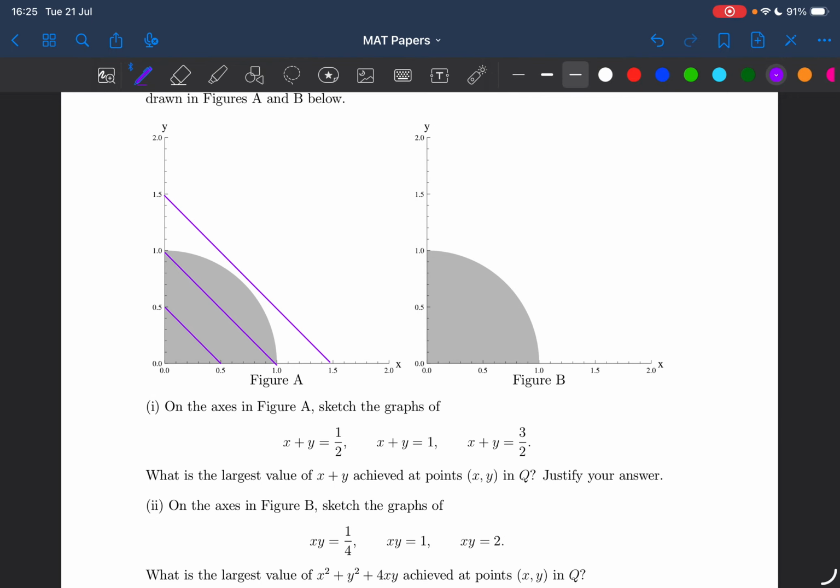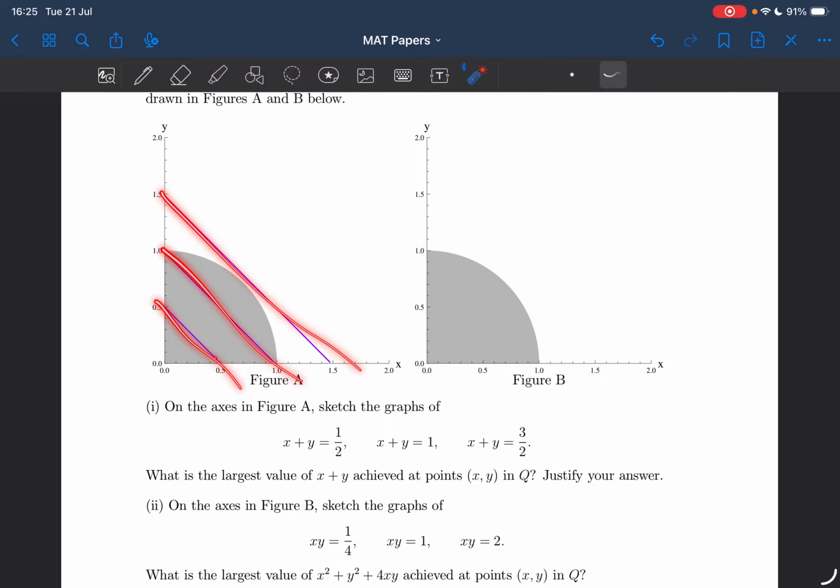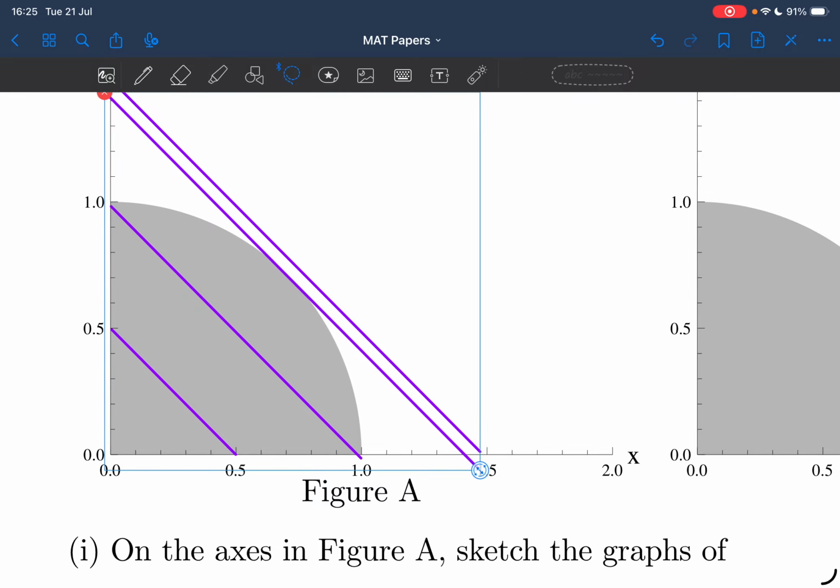Nice and straightforward. What's the largest value of x plus y? So we need to make sure we're still on Q. We want to find a value on one of these lines. Every point on this purple line here has the same value of x plus y. So if we want to find the largest value of x plus y, we want to be on one of these lines that has the largest value represented with it. Each one, the largest value is like what x coordinate they go through. Same for the y's. So we want the biggest one. You can see here, as we move, we're basically moving up here. So we want the one that's not here, but just a tangent to it.